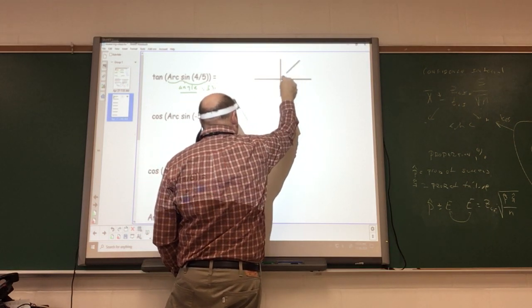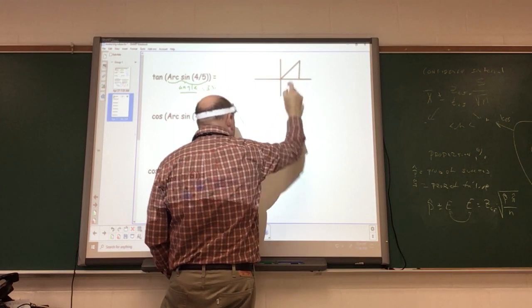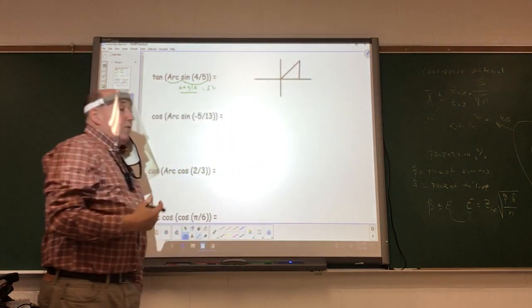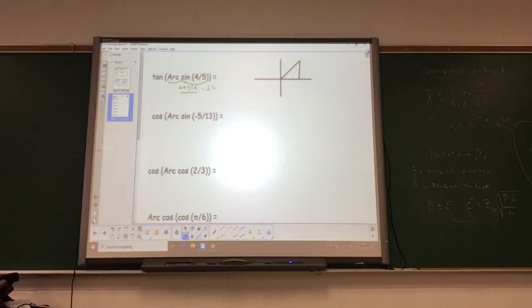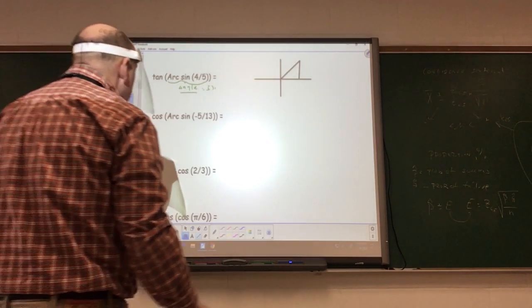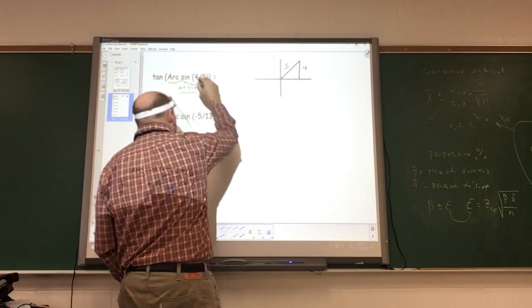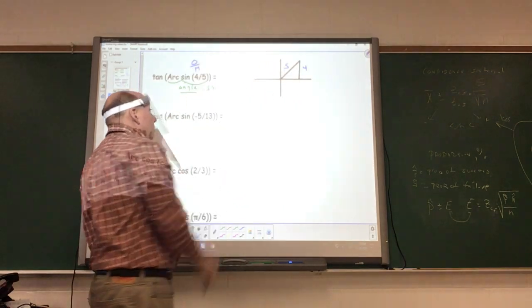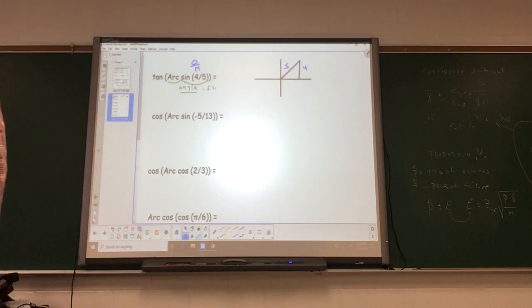What I'm concerned about is which quadrant I should put my triangle in. This tells me 53.1 degrees, which puts me in quadrant number 1. And the sine of this angle has to be 4/5. Using my definition of sine, sine is opposite over hypotenuse. We have 4/5, opposite over hypotenuse. Using our Pythagorean triples, what's the third side here?